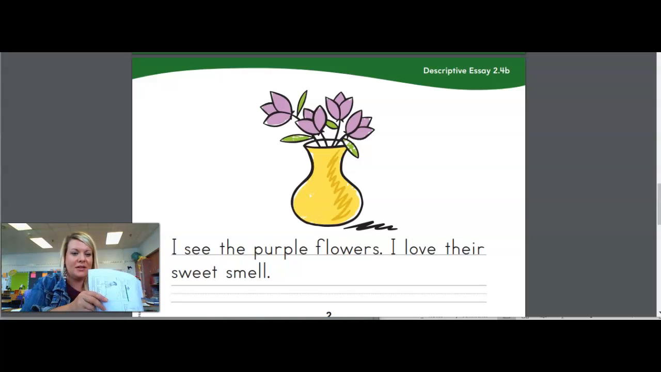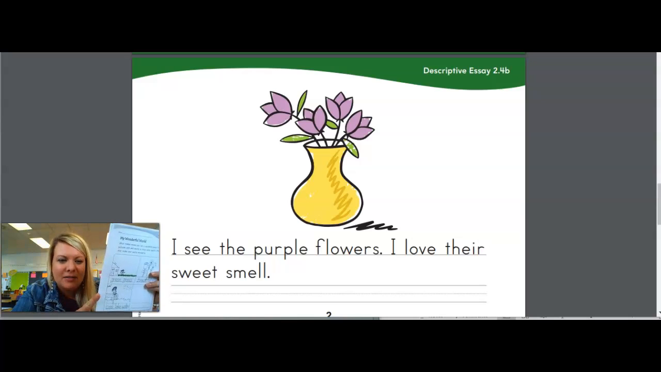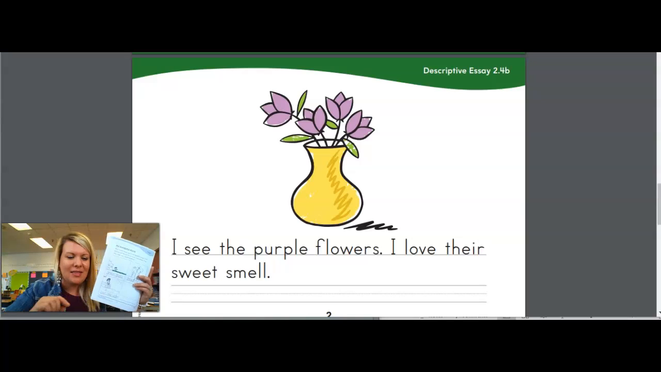Now, you've been working on your writing, My Wonderful World. You have some things that make your world wonderful, some things that you feel make your world wonderful and beautiful. And so today we're going to use one of your ideas, and you're going to write another page for your book that you're going to publish. So today you're going to use sensory words.